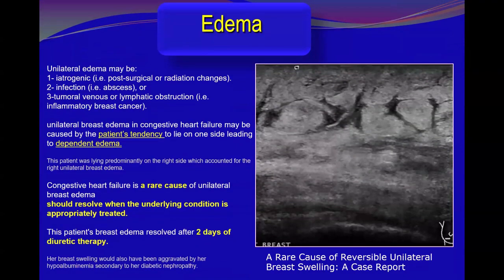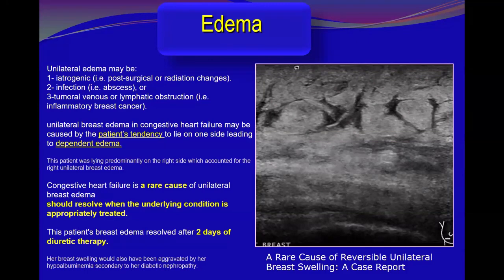Here we can see an example of diffuse breast edema, but it is unilateral in this case, and it is a rare presentation of unilateral breast edema in congestive cardiac failure. Generally, unilateral breast edema is expected in a case of infection, post-surgical or post-radiation changes, or less likely due to tumoral, venous, or lymphatic obstruction in inflammatory breast carcinoma. However, systemic disease usually presents with bilateral breast edema, but in a case of cardiac failure, unilateral is rare.